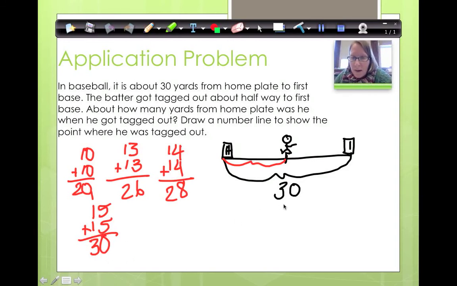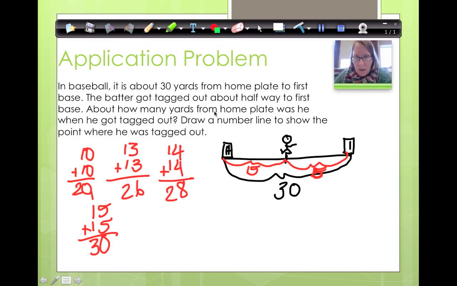So I've made my number. So that tells me that 15 is halfway to 30. Because if this was 15, then this would be 15. Because 15 plus 15 is 30. Okay, so about 15 yards is halfway.